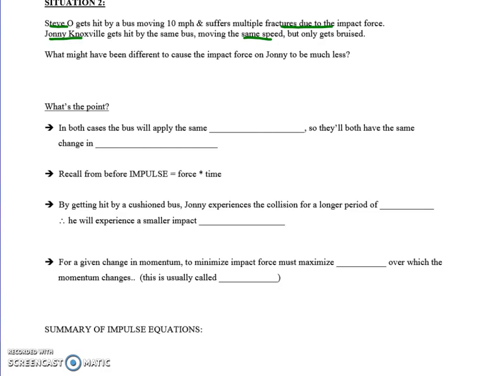What might have been different about the collision to have the impact force on Johnny be much less? In other words, if he escapes the collision without much damage, the bus didn't hit him with as much force. Okay, so there's a lot of things that could have been different. It could have been a mattress on the bus. Mattress, let's say, for a bumper.